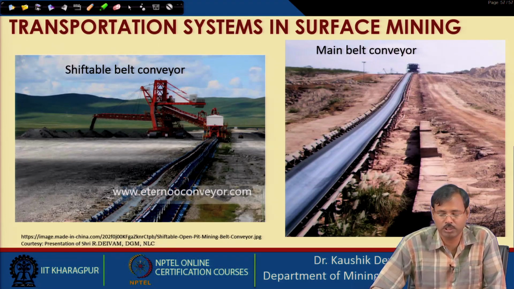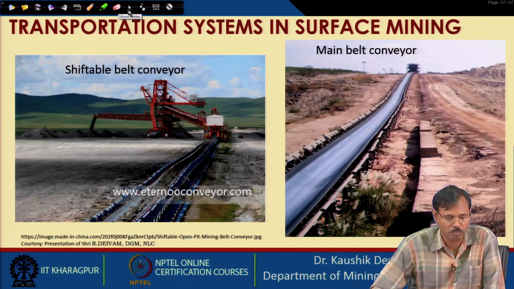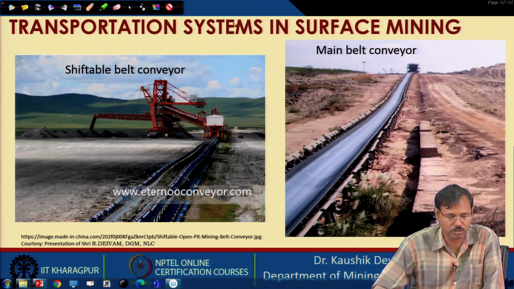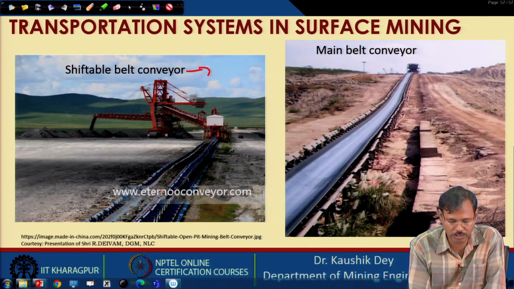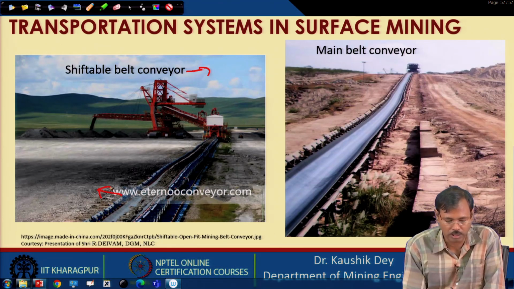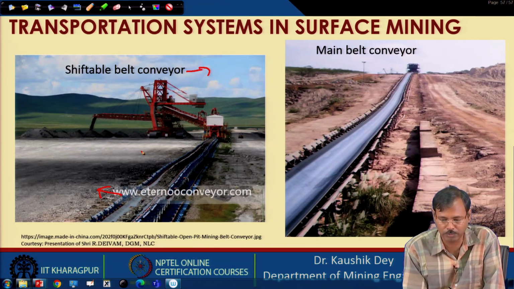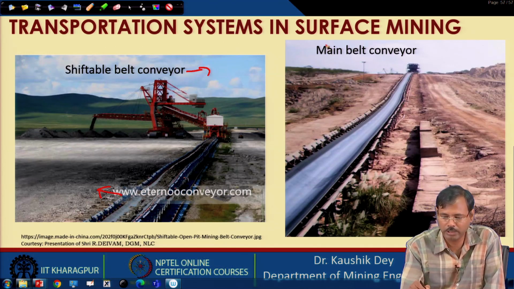Before going to the discrete one, let us discuss some conveyor systems of transportation. This conveyor system is called shiftable belt conveyor system, where this belt conveyor system is allowed to shift gradually from this particular place as the face is moving. This is the main belt conveyor system.